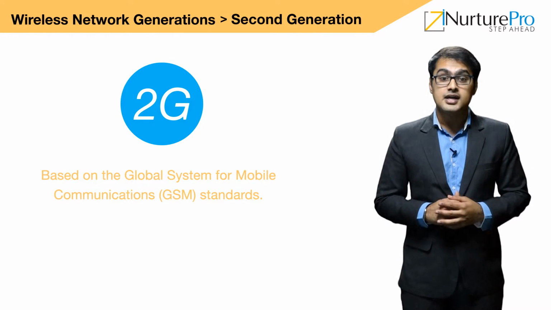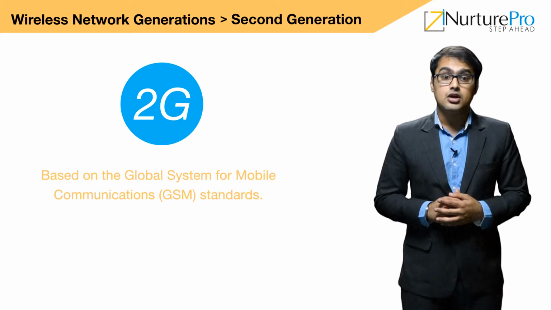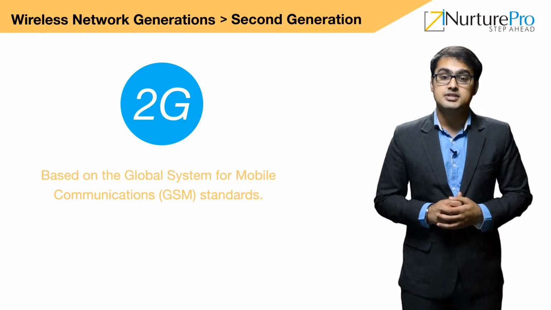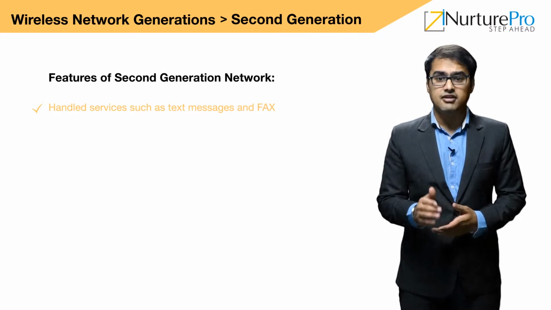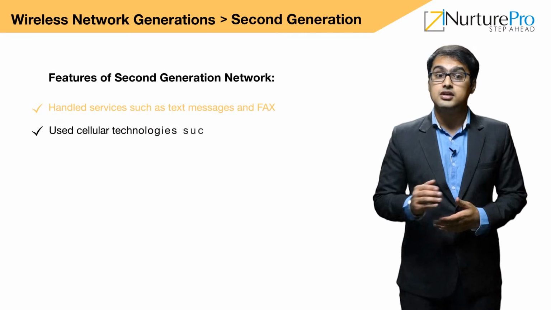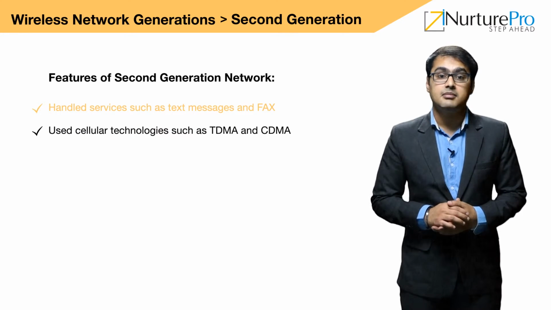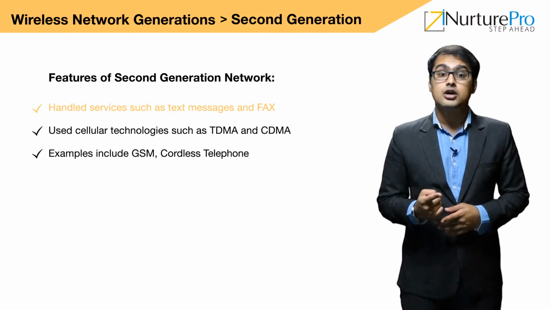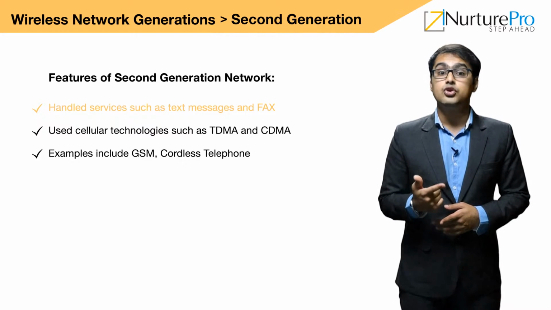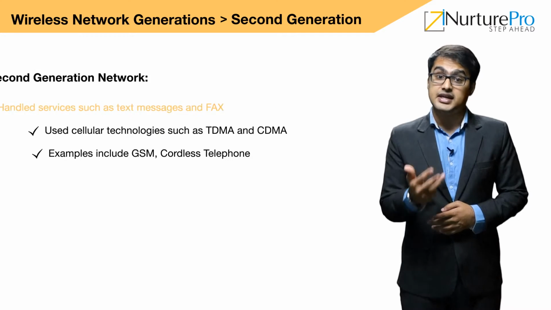Digital telecommunication technologies came into existence with the second generation wireless system. In 1991, the second generation wireless system was first introduced in Finland. It was based on the Global System for Mobile Communications, also known as the GSM standards. This system handled services such as text messages and fax. The system used cellular technology such as time division multiple access (TDMA) and code division multiple access (CDMA). TDMA offered support to several users. Examples include GSM, cordless telephone (CT2), Digital European Cordless Telephone (DECT4), and Personal Access Communication System (PACS).